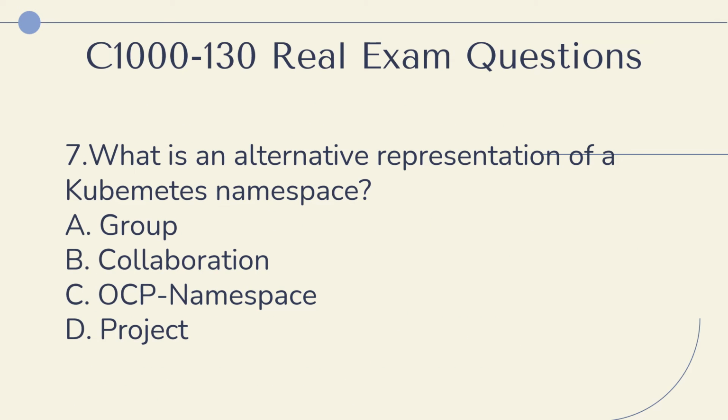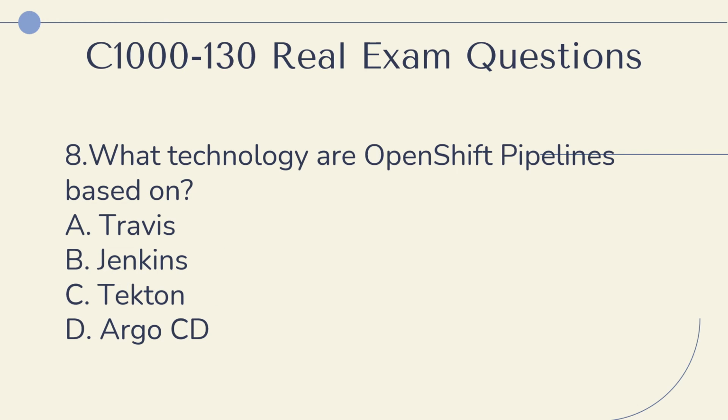7. What is an alternative representation of a Kubernetes namespace? A. Group. B. Collaboration. C. OCP namespace. D. Project. 8. What technology are OpenShift pipelines based on? A. Travis. B. Jenkins. C. Tekton. D. Argo CD.